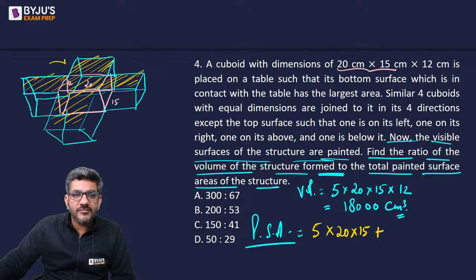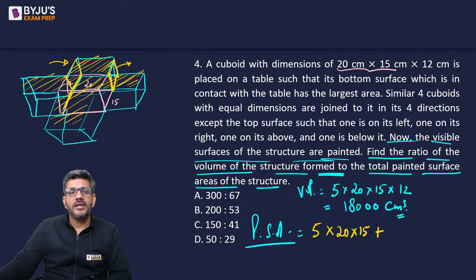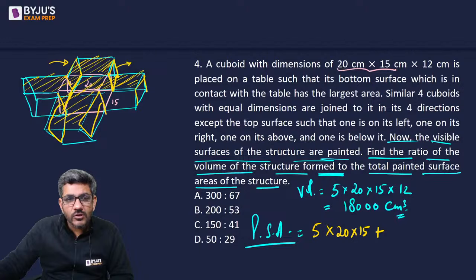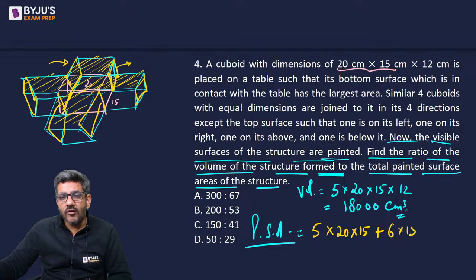When I talk about this surface over here and this surface over here, what are these two surfaces? Because this length was equal to 15, that length would also be equal to 15, right? So that surface would be 15 by 12, and similarly this surface would also be 15 by 12. In a similar way, this is also 15 by 12 and this is also 15 by 12. So there are 6 surfaces of 15 by 12. In a similar way, there are 6 surfaces of 20 by 12 as well.